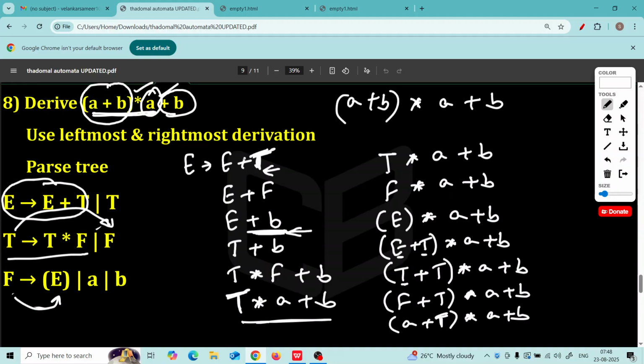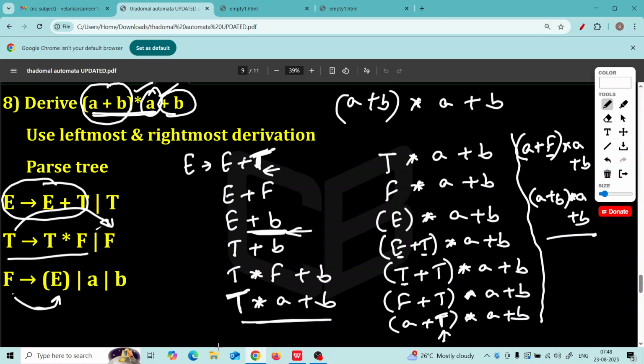Now this T can give us F, correct? So we will have A plus F into A plus B, and finally this F will give us A plus B into A plus B. This was the string, and we have derived it using rightmost derivation. That's it. These are the two questions asked regarding context-free grammar, CFG. This grammar is also known as context-free grammar. That's it for this video.